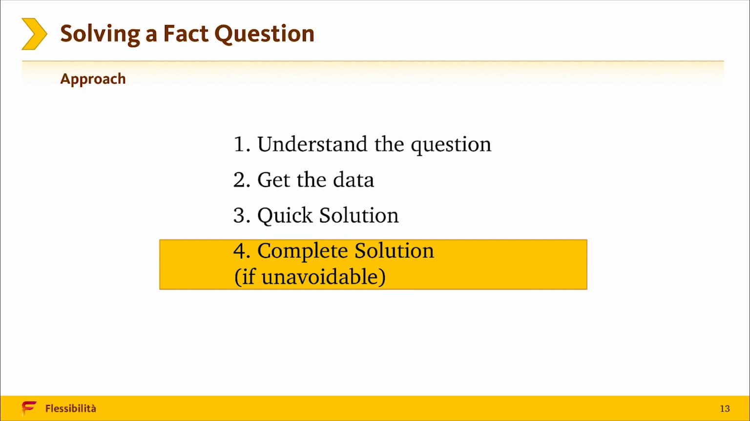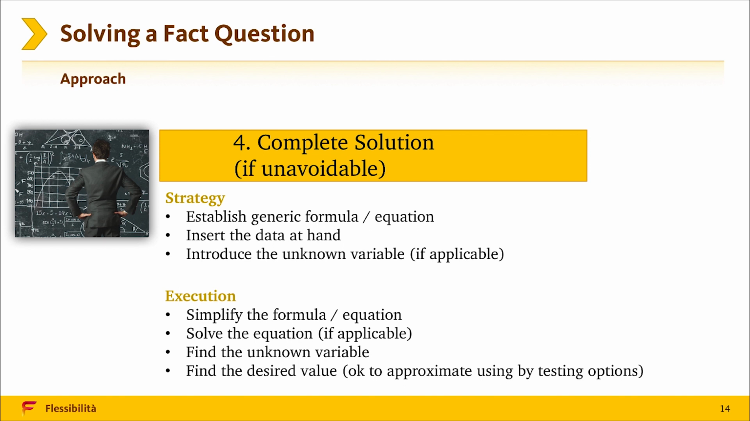In some cases, unfortunately, a quick solution won't do, or just won't be enough. Then we'll have to take the 4th step, complete solution. Instead of jumping at the numbers randomly, we need to figure out our strategy first and only then execute it. Start with a generic formula or equation like revenues equals cost plus profit. Then add details, replacing, for example, revenues with price times quantity and costs with the sum of variable and fixed cost. At this point, we might want to work with letters P, Q, R, and so on, rather than numbers.